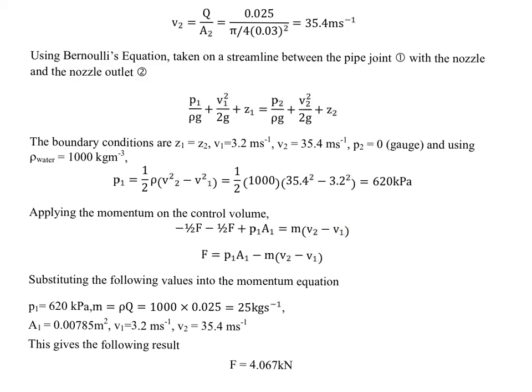Mass flow rate times V2 leaving minus V1. So this gives us F is equal to P1 A1 minus the mass flow rate times (V2 minus V1). Now substituting the values into that momentum equation, we will get the answer of 4.067 kilonewtons. This ends the solution.